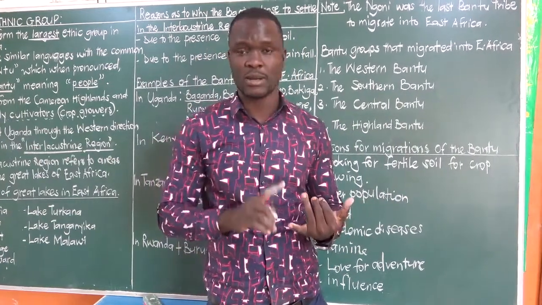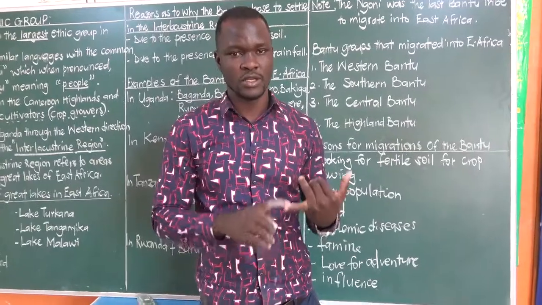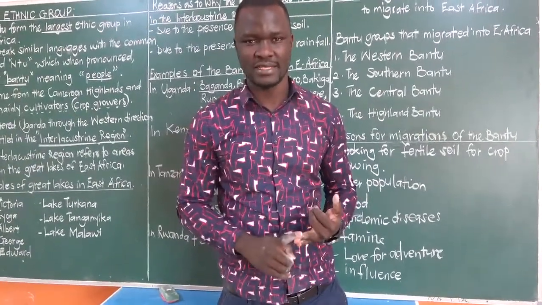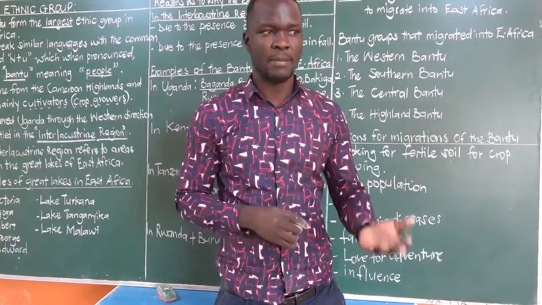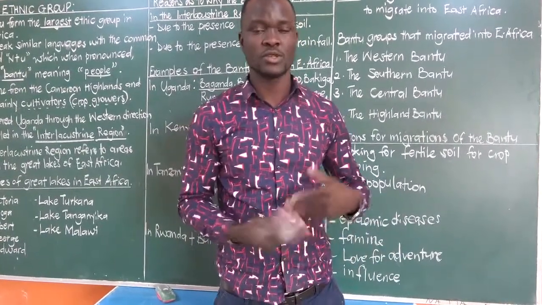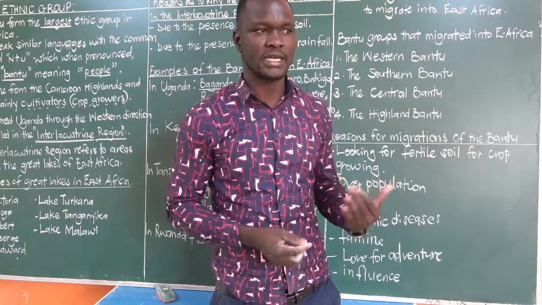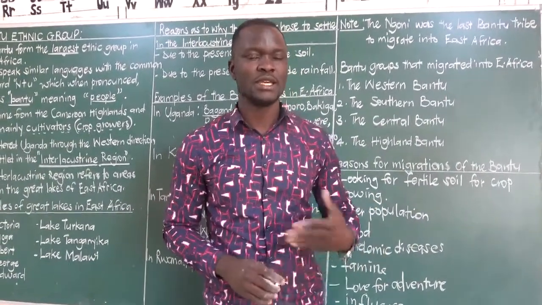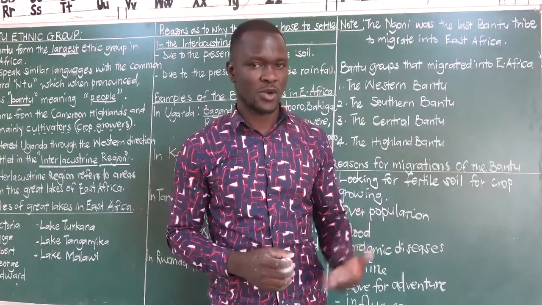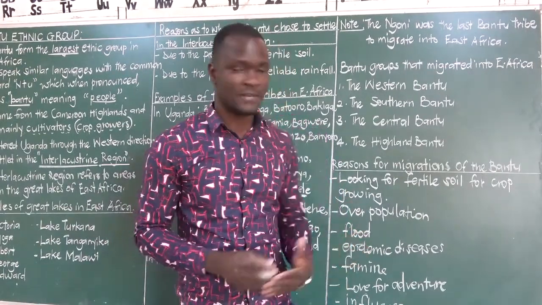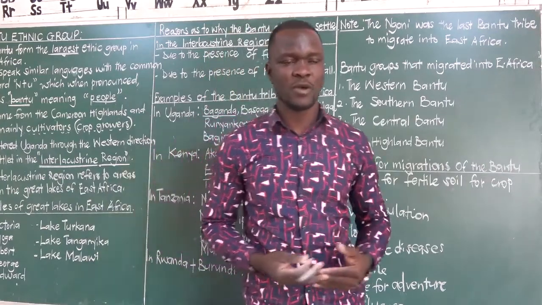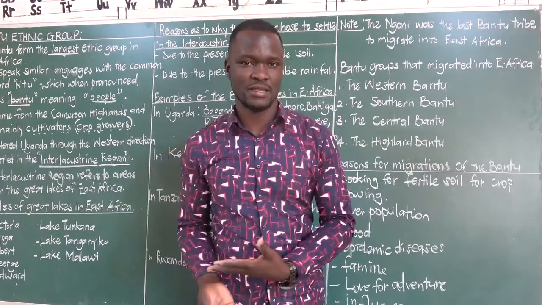So we can talk about the Bantu introducing new crops, and the Bantu introducing new farming methods. For example, we have the application of cow dung, that is use of cow dung as manure. We take it to be the one which was introduced by this Bantu, that is introducing new crops, introducing new farming skills.